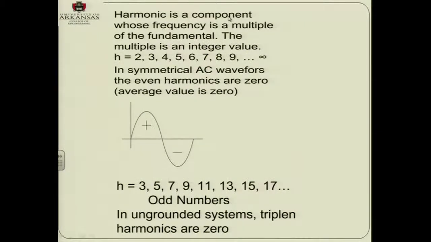A harmonic is a component whose frequency is a multiple of the fundamental, right? The multiple is an integer value: 2, 3, 4, 5, 6, up to infinity. In symmetrical AC waveforms, the even harmonics are 0. The average value is 0, right?